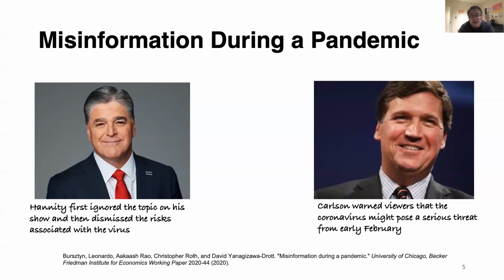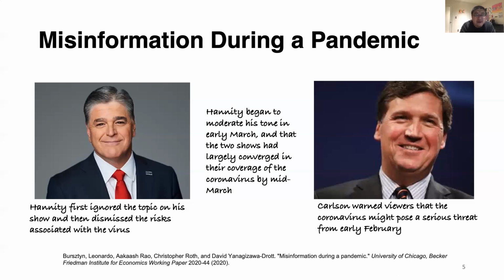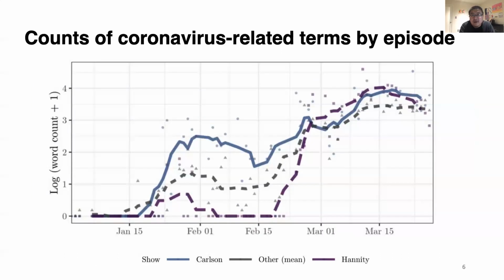Carlson warned viewers that the coronavirus might pose a serious threat from early February. Hannity began to moderate his tone in early March, and the two shows had largely converged in their coverage of the coronavirus by mid-March. This is a figure showing the counts of coronavirus-related terms, including coronavirus, COVID, virus, influenza, and flu, separately for Hannity and Tucker Carlson Tonight.